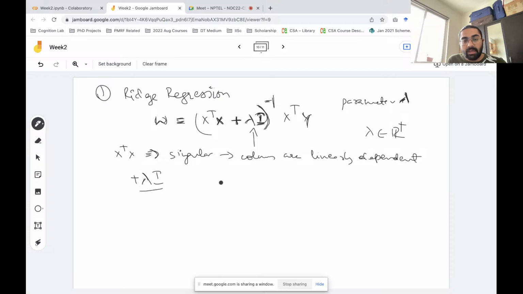It's adding a factor of lambda to each of the columns, but at different places. Column 1 will get it in the first place, column 2 will get it in the second place, and so on. So any linear dependence will get broken because of adding lambda at each of the columns separately. We're not adding it to the whole matrix together, it's not like I'm adding lambda to all the elements of the matrix. So this causes the dependence to break, and therefore this finally becomes an invertible matrix.